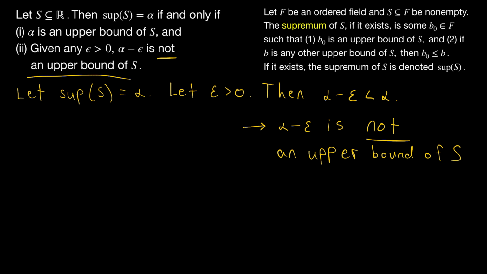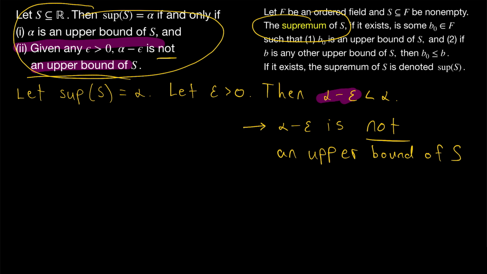How do we know that? Well, remember, by definition of supremum, any upper bound other than the supremum must be greater than or equal to the supremum. Since alpha minus epsilon is less than alpha, our supremum, alpha minus epsilon cannot be an upper bound. Again, the supremum alpha is the least upper bound, so any smaller number can't be an upper bound, so we've proven that it satisfies the second condition as well. Thus, the supremum of a set, as originally defined, satisfies these conditions as well.